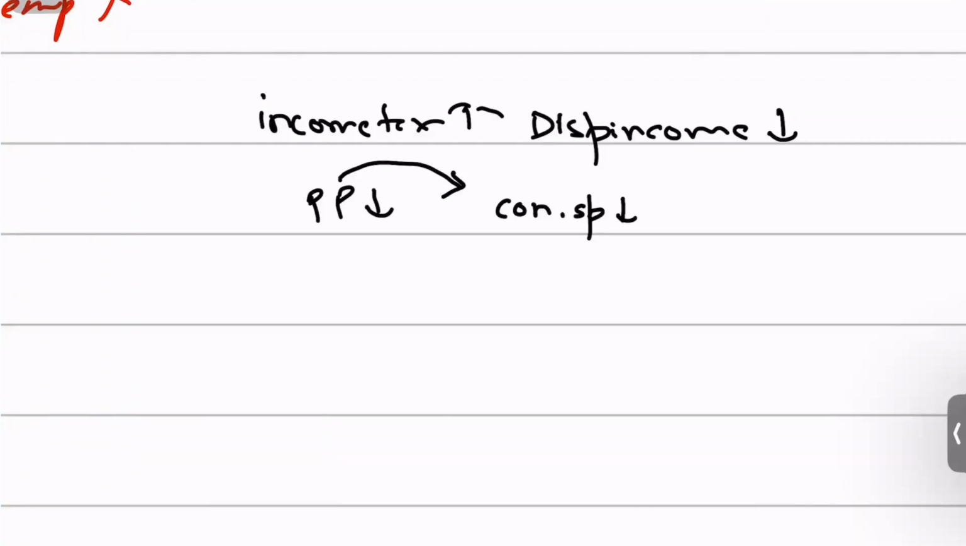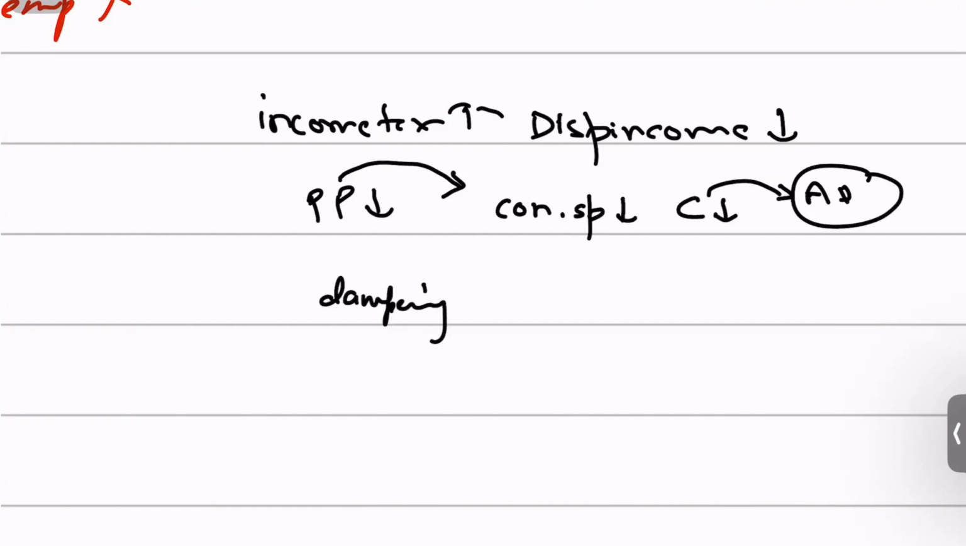A fall in consumer spending would reduce the C component of the aggregate demand equation, because aggregate demand is the total spending in the economy that also consists of consumer spending. So if consumer spending goes down, aggregate demand goes down, spending in the economy goes down. That will have a dampening effect on prices. It will cause a reduction in demand-pull inflationary pressures, so inflationary pressures would go down.